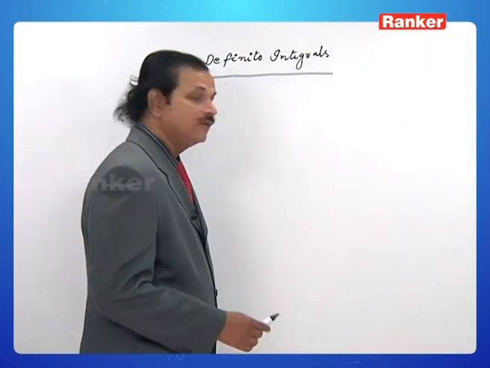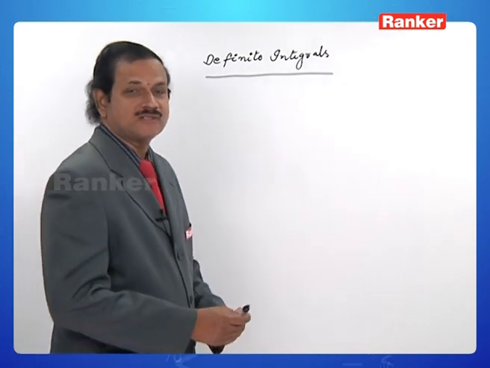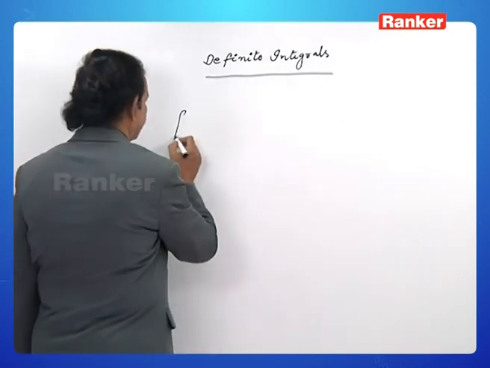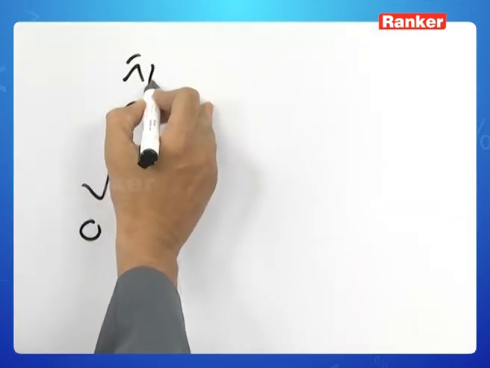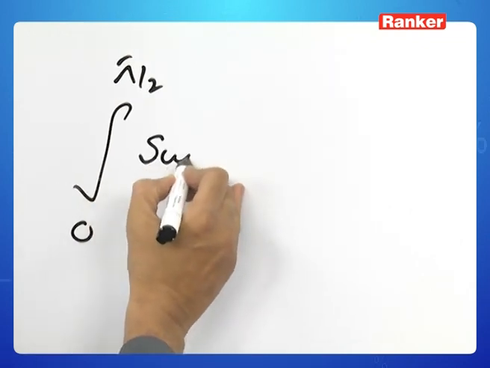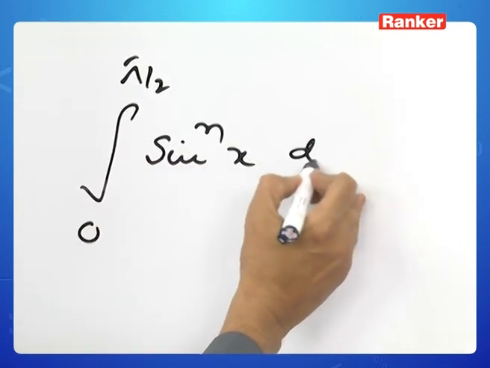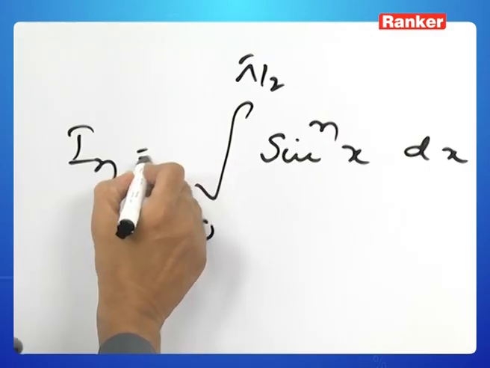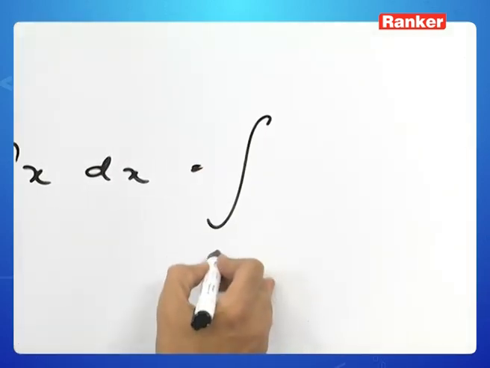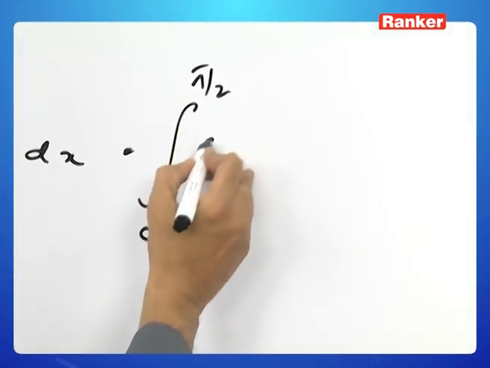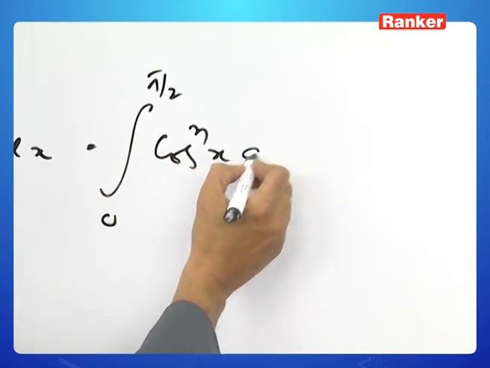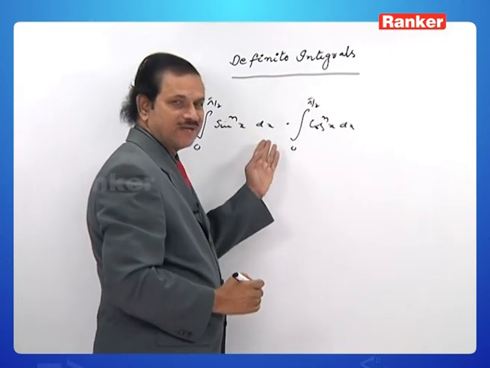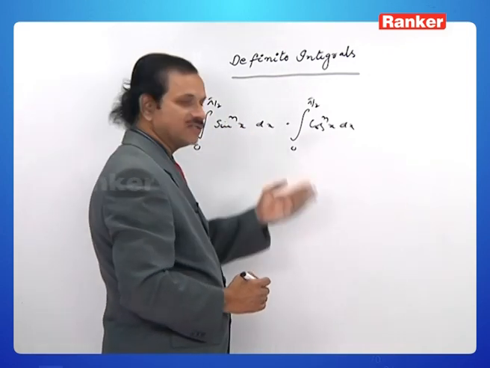We recall the famous Wallis formula in definite integrals, that is, integral 0 to pi by 2 sine power n x dx. If you name it I_n, this is also integral 0 to pi by 2 cos power n x. How and why? In the place of x, you replace pi by 2 minus x. Sine of pi by 2 minus x is cos x.